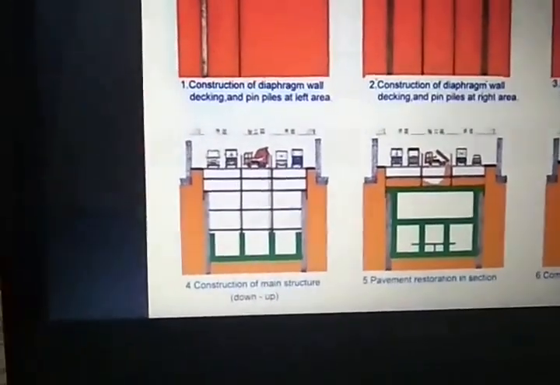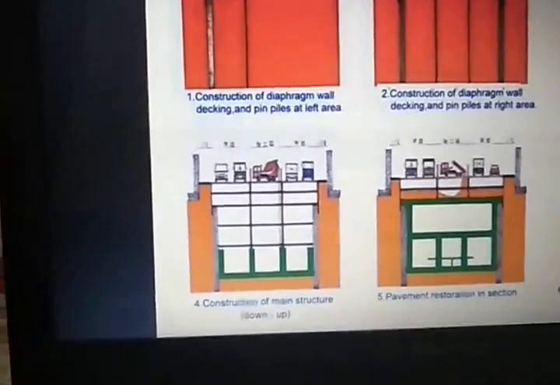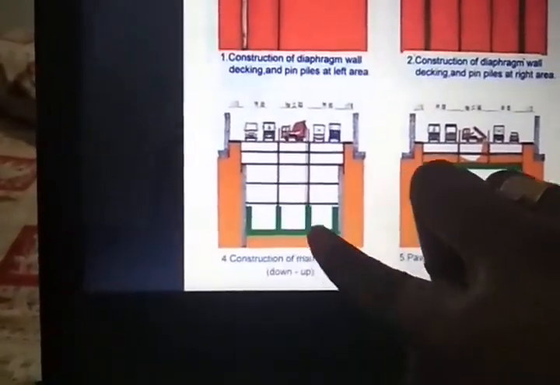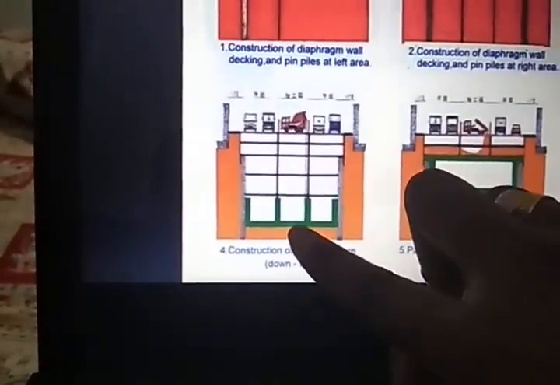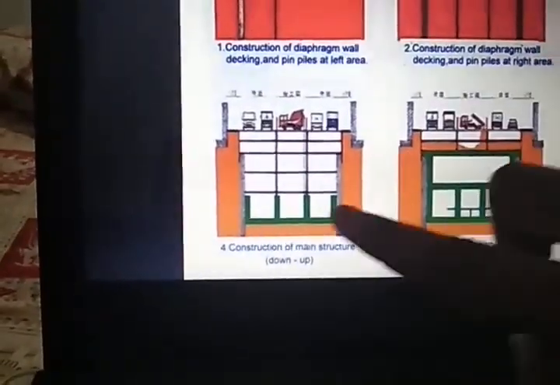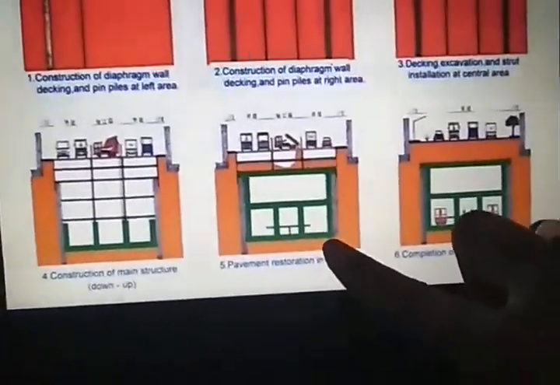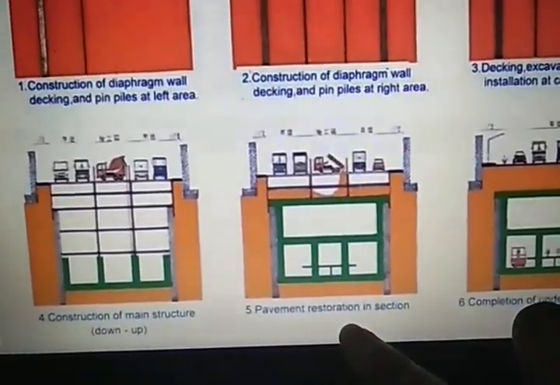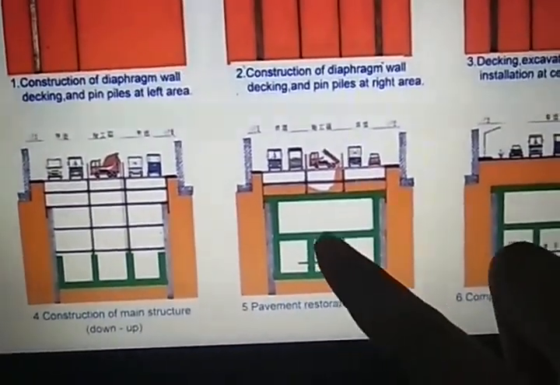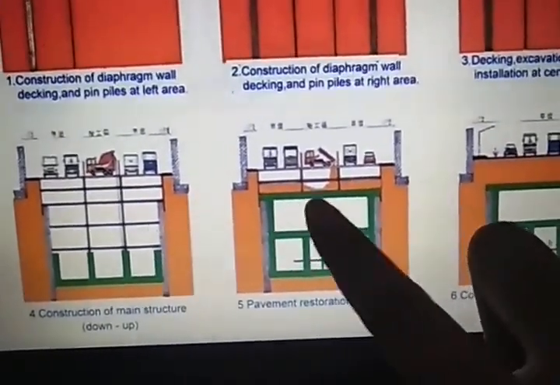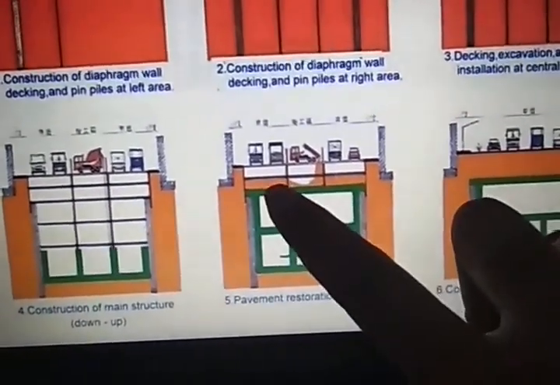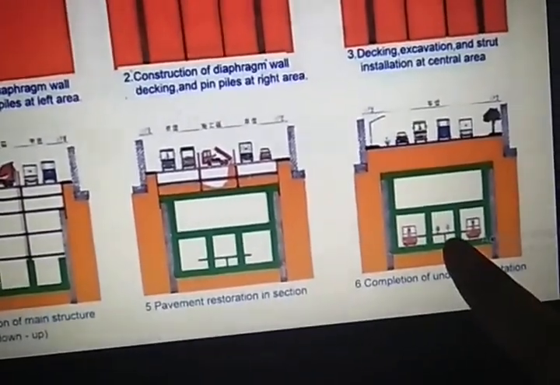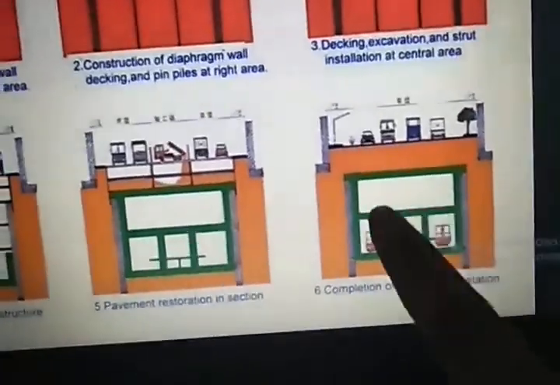Then next one, construction of main structure below the particular area, means traffic is to be continued, and below that the structure is to be constructed. Then next one, permanent restoration in section. Permanent restoration means the boundary lining is to be fixed. Then on that boundary lining the rock fill is to be placed. And here, see here, this is the complete picture of the tunnel.